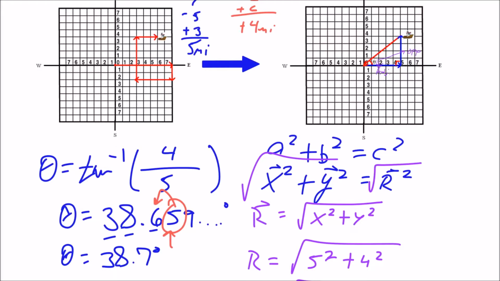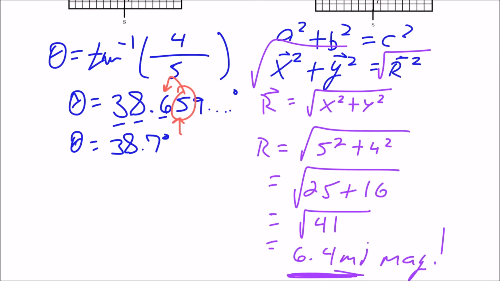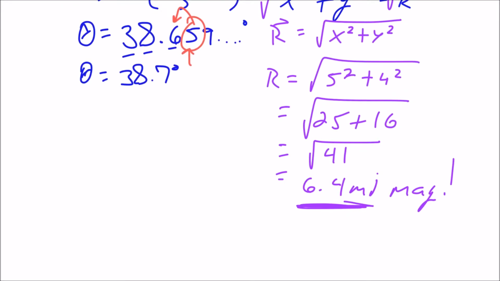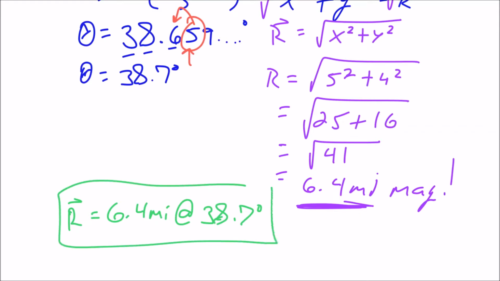degrees. Okay, now we need to assemble this into a final answer, okay, because right now we don't have a final answer. So what we're going to do for that final answer is we're going to say the resultant vector is equal to 6.4 miles at 38.7 degrees. Okay, that is our final answer.